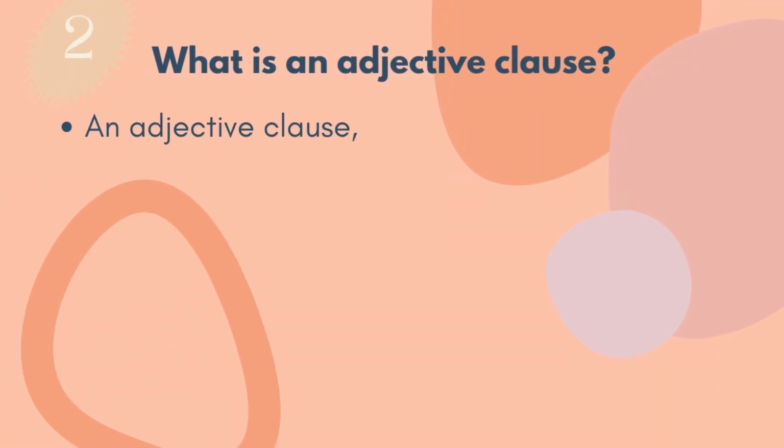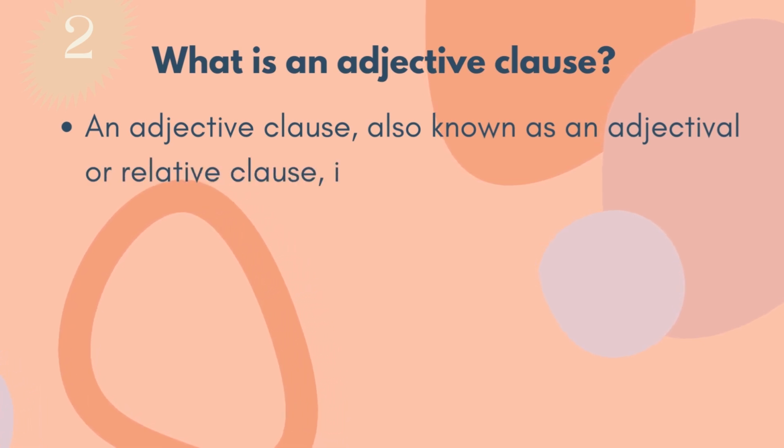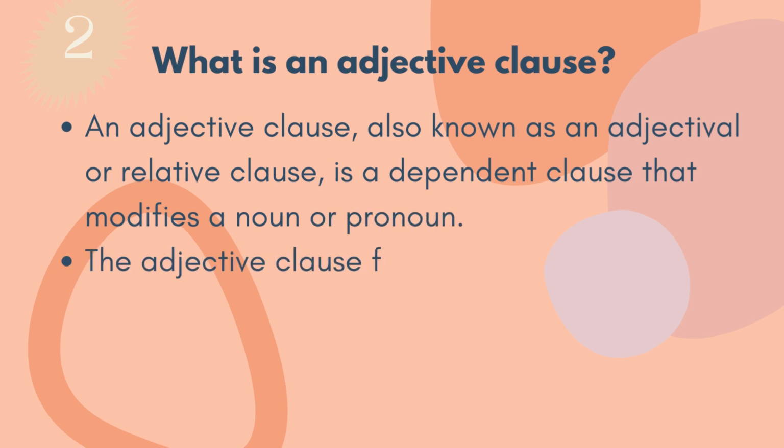Now, let's talk about adjective clause. What is an adjective clause? An adjective clause, also known as an adjectival or relative clause, is a dependent clause that modifies a noun or pronoun. The adjective clause functions as an adjective.